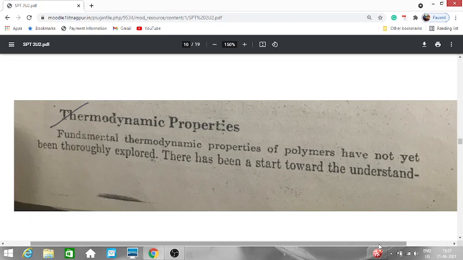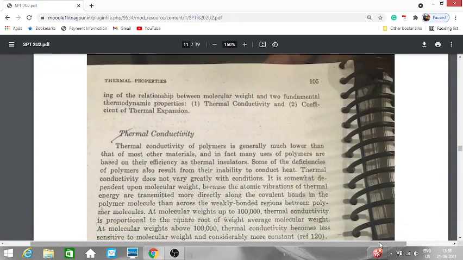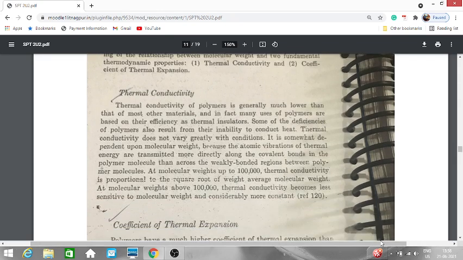Thermodynamic properties. Fundamental thermodynamic properties of polymers have not yet been thoroughly explored, yet there has been a start toward understanding the relationship between the molecular weight and two fundamental thermodynamic properties: thermal conductivity and coefficient of thermal expansion. Thermal conductivity of polymer is generally much lower than that of most other materials, and in fact, many uses of polymer are based on their efficiency as thermal insulators.